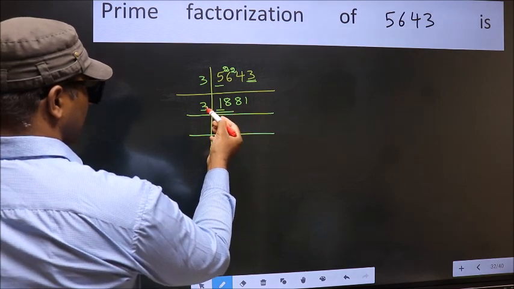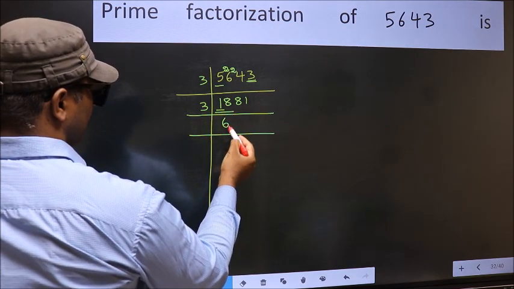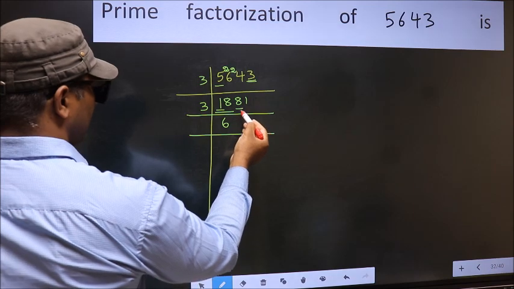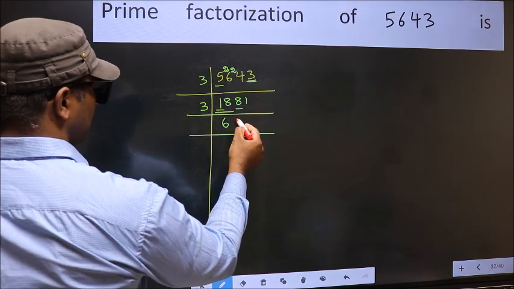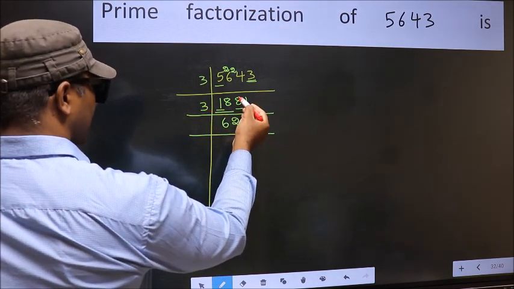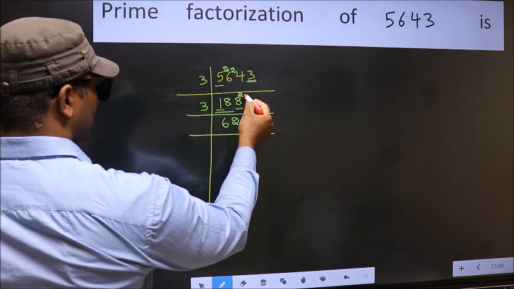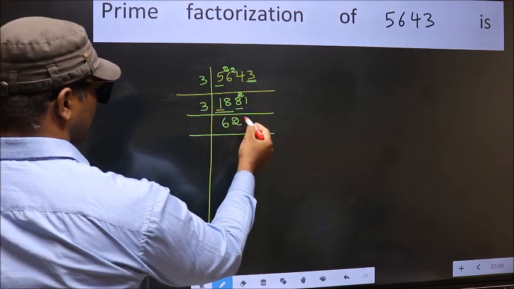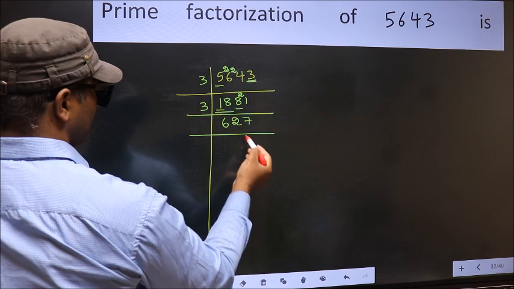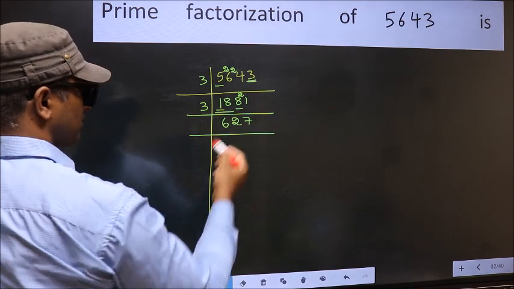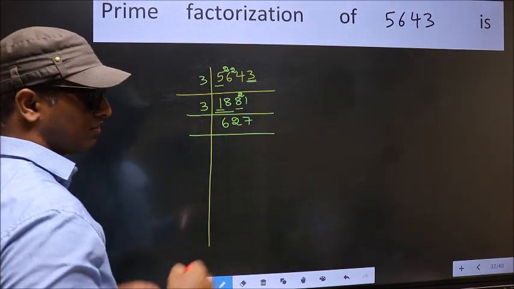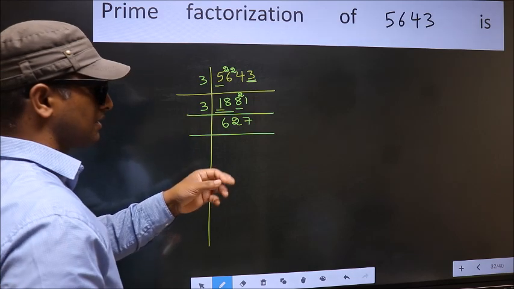When do we get 18 in the 3 table? 3, 6, 18. The other number 8. A number close to 8 in the 3 table is 3, 2, 6. 8 minus 6, 2, 2 carried forward, 21. When do we get 21 in the 3 table? 3, 7, 21. Now to check whether it is divisible by 3 or not, we add the digits.